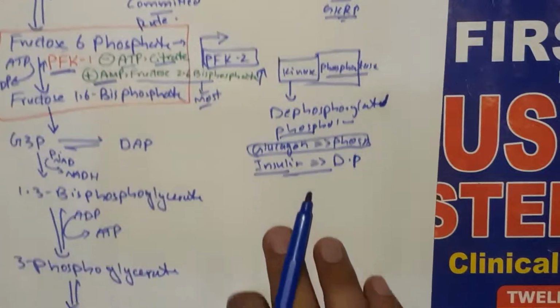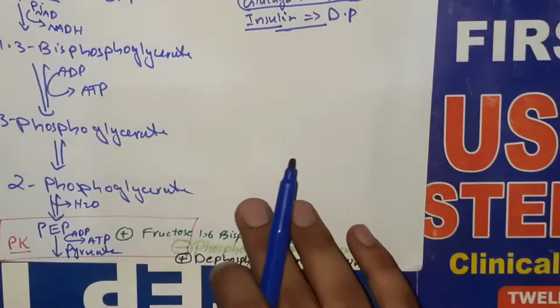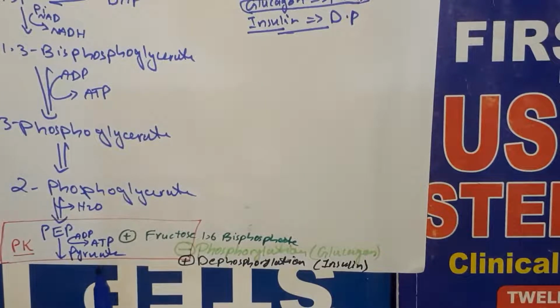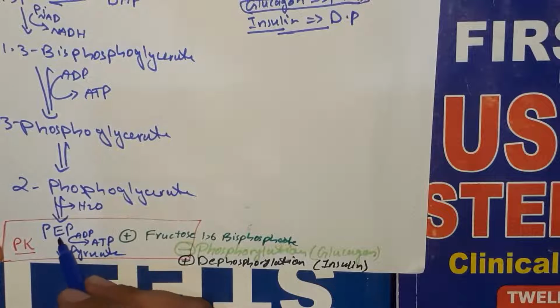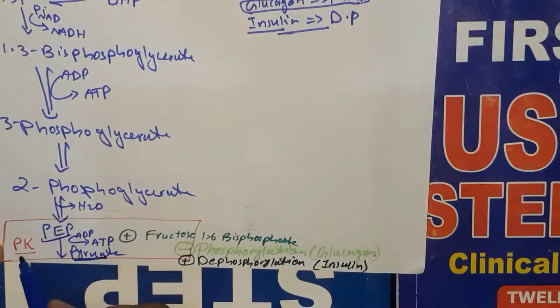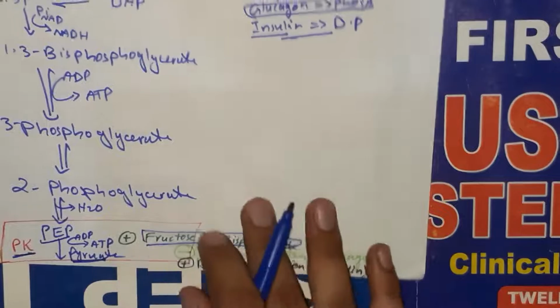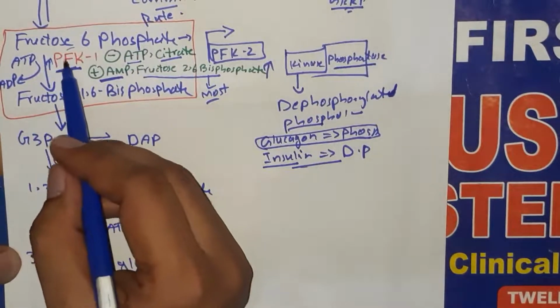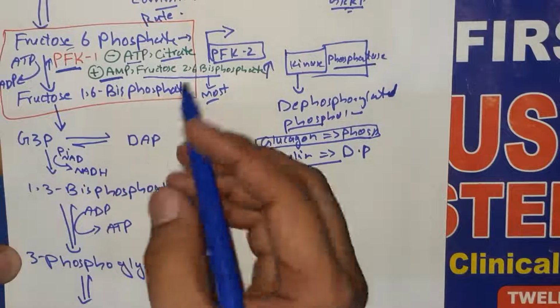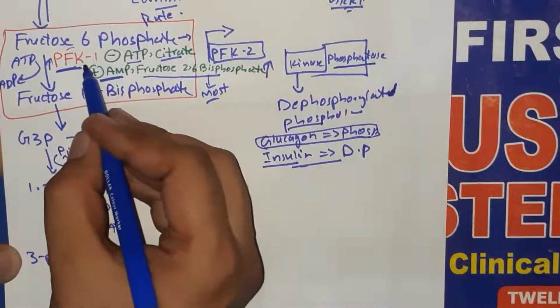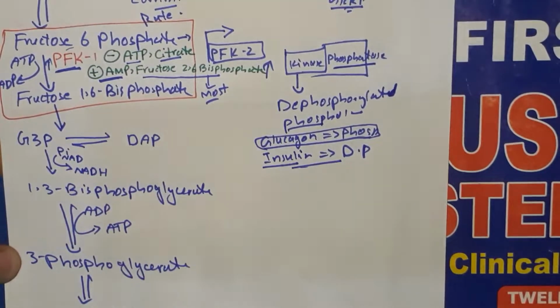Now we move toward the next step, or third regulated step of glycolysis, and this step involves the conversion of phosphoenol pyruvate to pyruvate. It is catalyzed by pyruvate kinase enzyme, and ATP is also produced in this step. It is stimulated by fructose 1,6-bisphosphate. Fructose 1,6-bisphosphate is the product of the phosphofructokinase 1 reaction.